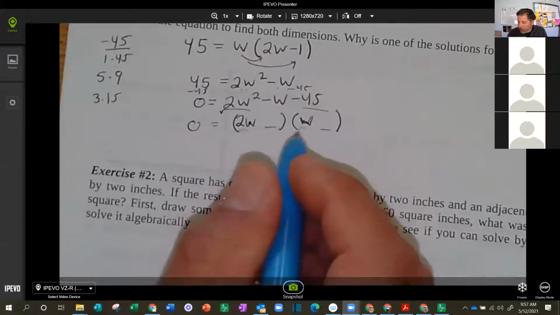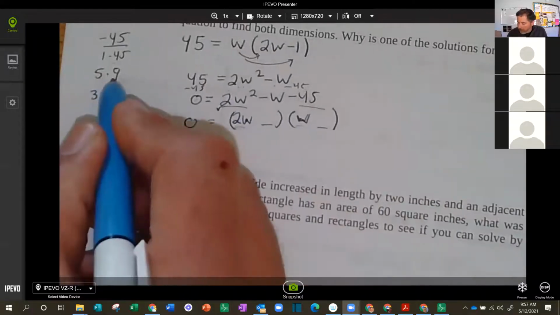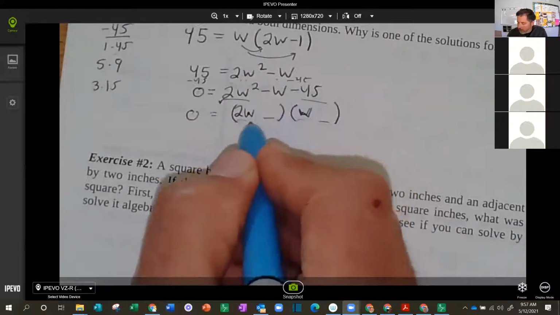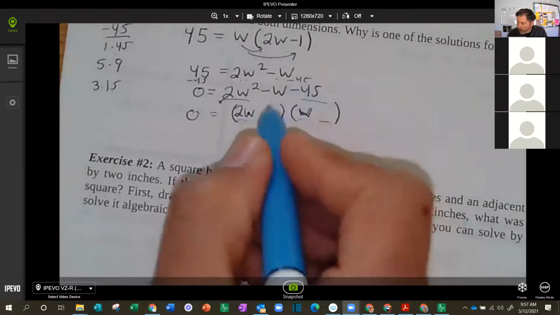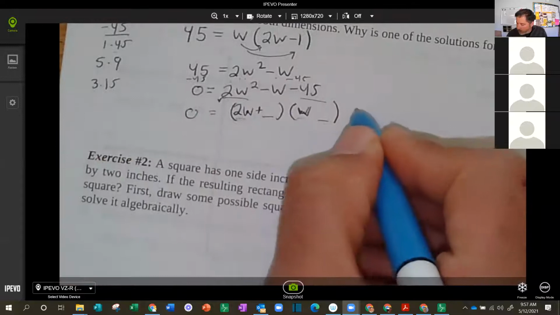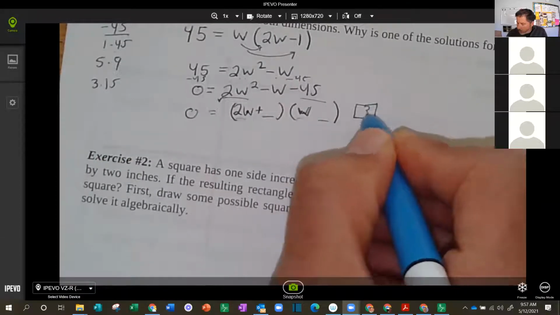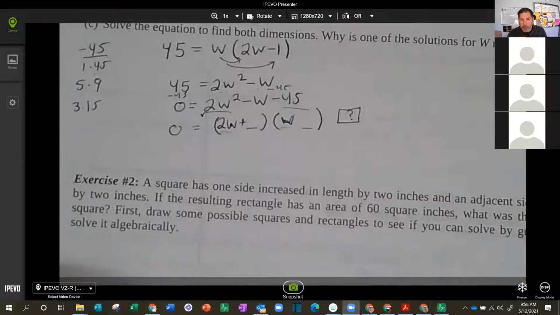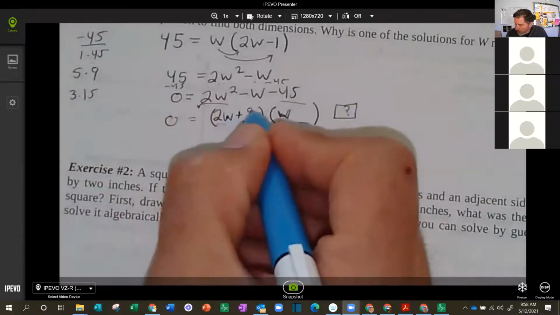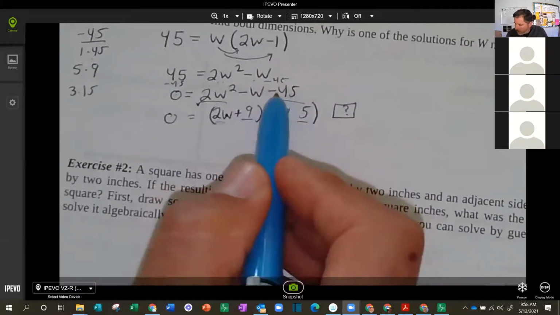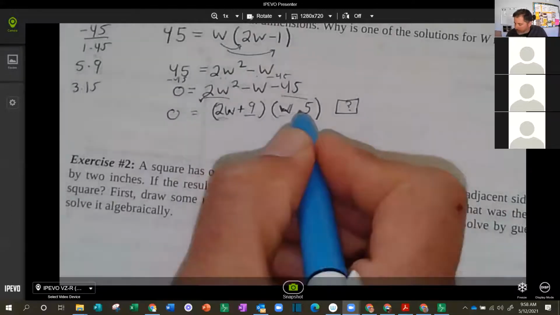So what group of numbers, 5 and 9, or 3 and 15, could be combined to be negative w? So let's try out some, and I'm just going to try one. Let's try plus, and this is a trial. I'm not sure this will work, so I'm going to put a little question mark over there, and I'll show you how to work your way through it, because this one you just have to guess and check. All right, so I'm going to try 9 and 5, and I need to know what sign to use. Do you agree? Because this last number is negative 45, I'm going to have to make the signs different.